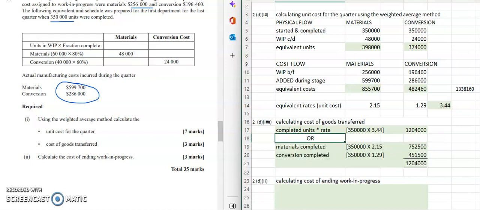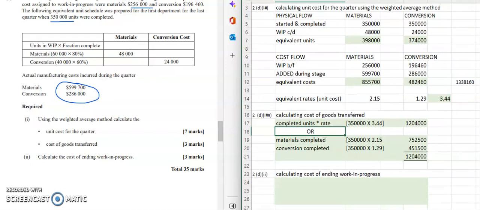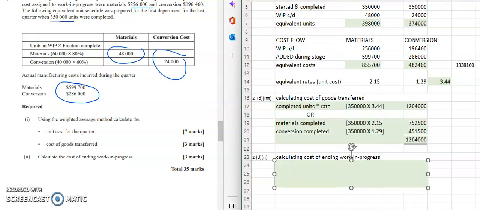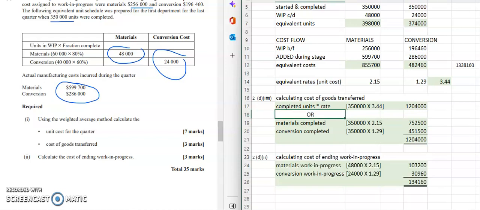All right, so last part of the question was to calculate the ending work in progress. So the ending work in progress is basically just looking at the two numbers that we were given, which is 48,000 and 24,000, and multiply them by the rates that we calculated. All right. So when I multiply those by the rates calculated, I get 134,160, and that will be the value of the cost of the ending work in progress.